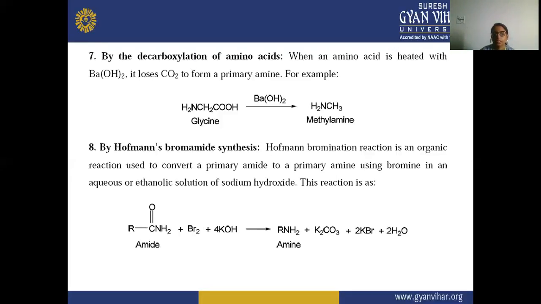Next, by the decarboxylation of amino acids. So when an amino acid is heated with barium hydroxide, it loses CO2 and forms a primary amine. So this glycine forms methylamine.